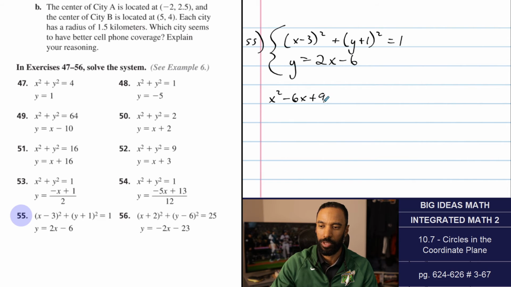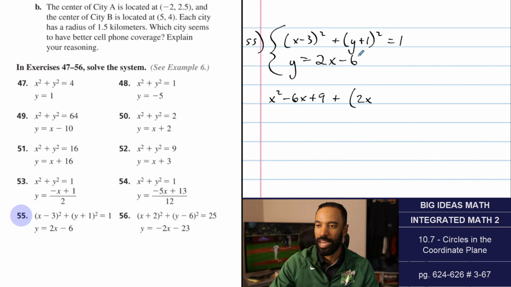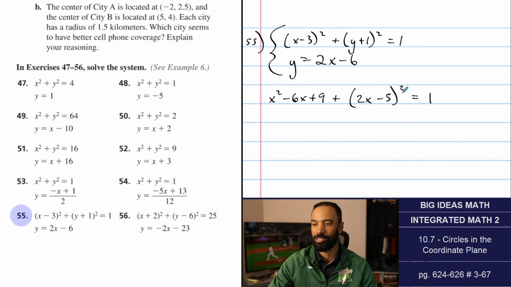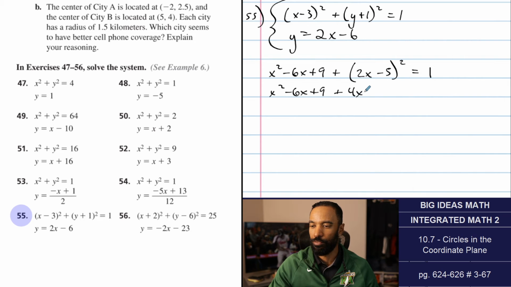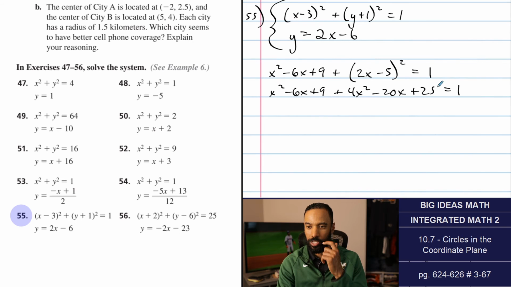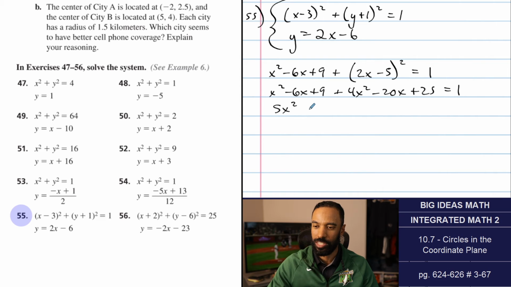X squared minus 6x plus 9. And then this one, as far as squaring goes, 2x minus 6 goes in for y. So 2x, and negative 6 plus 1 is negative 5. I'm going to write as little as I can and save time in the process. X squared minus 6x plus 9 plus, this is 4x squared minus 20x plus 25. No fractions, but the expansion of those two. X squared plus 4x squared is here. Negative 6x minus 20x is here. 9 plus 25 is here. That equals 1.